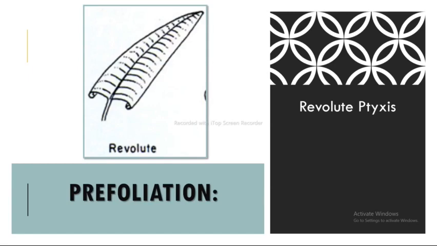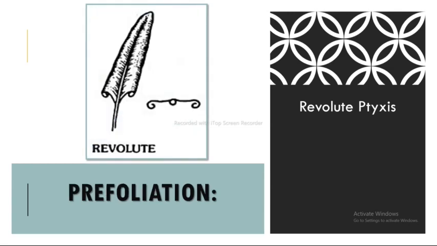You can see in this figure the leaf is similarly rolled on its lower surface. So this is the revolute ptyxis as shown in the figure.